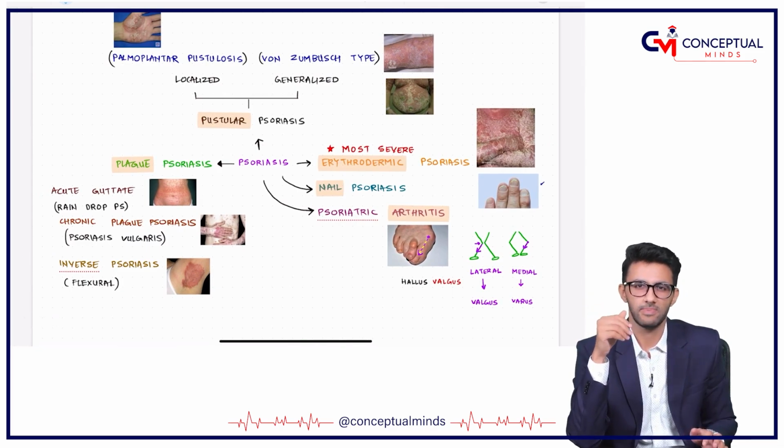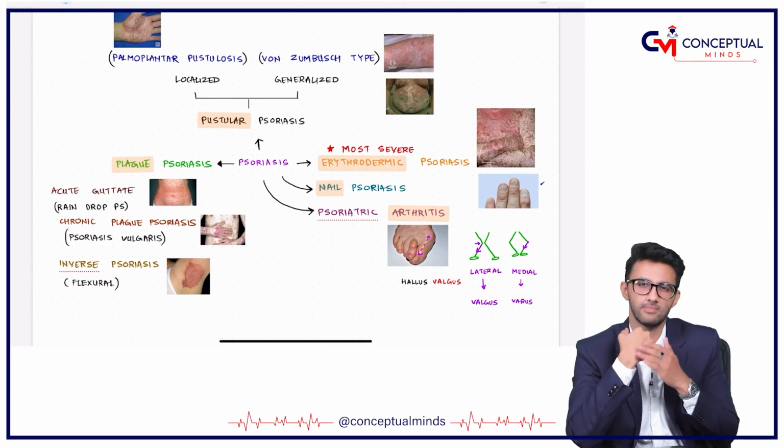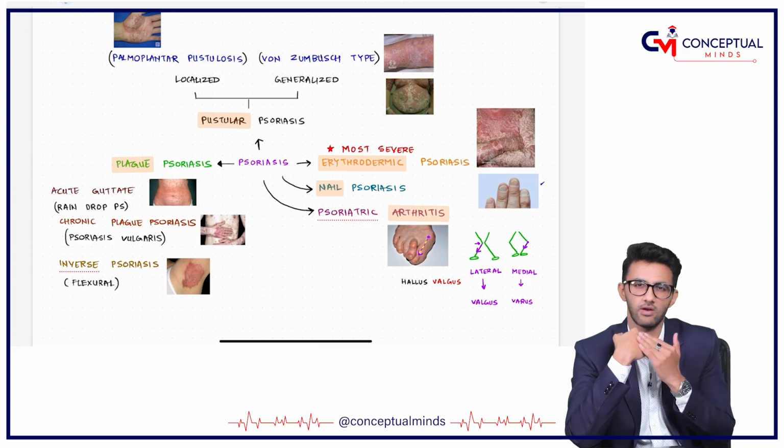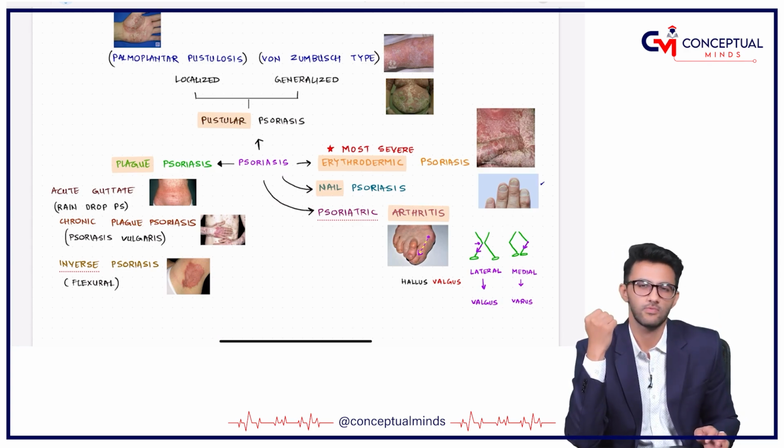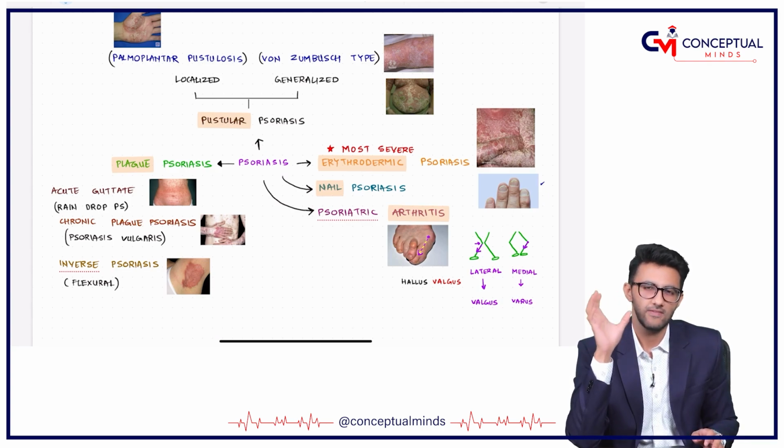And why does it happen? There is hyperproliferation of cells. The epidermal layer is being shed off very fast, with a turnover rate of just 4 days. So if we remember the highlight things, it will be very easy for us to remember this one hot topic from dermatology.